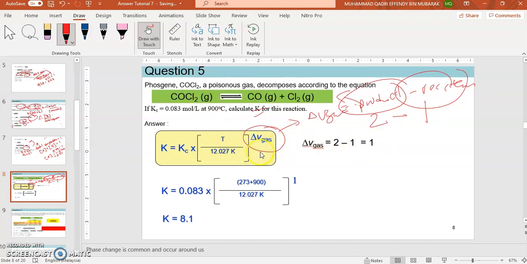Next, we need to put all the values that we have into the equation. The question already gives us the Kc, which is 0.083, times (now we need to convert this unit to Kelvin, so I put 273 plus 900) times R, our constant, 0.08206, all to the power of 1. We compute everything and we get Kp equal to 8.1.